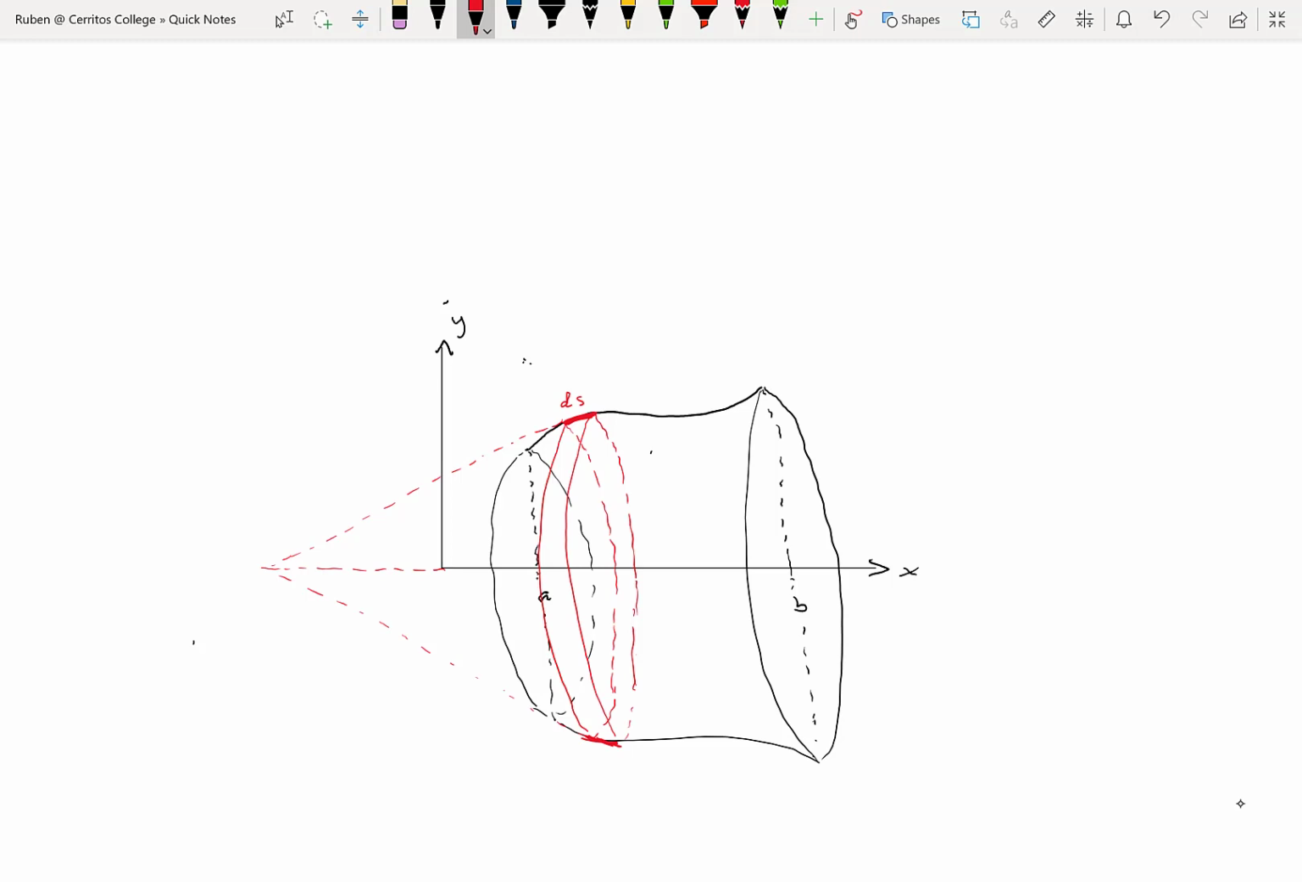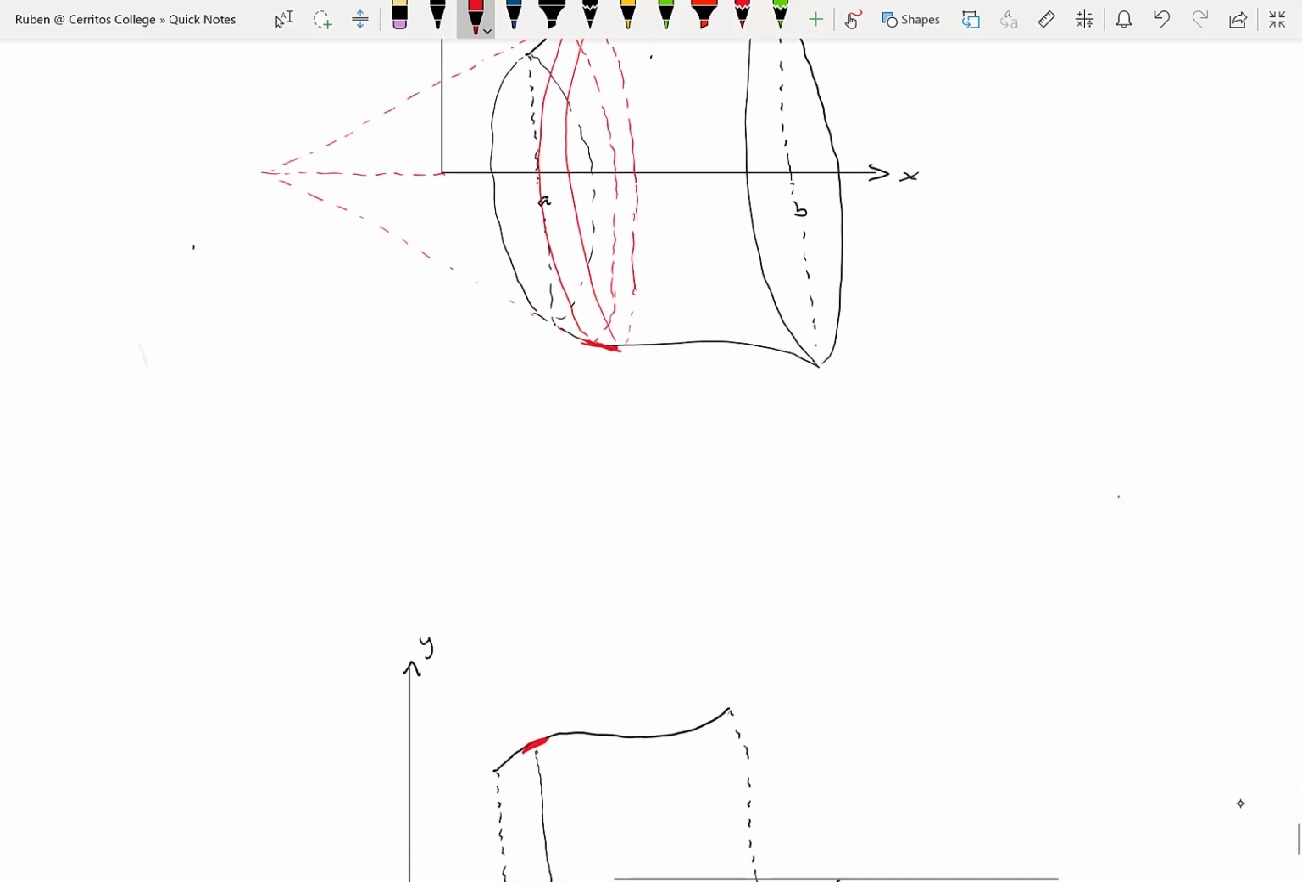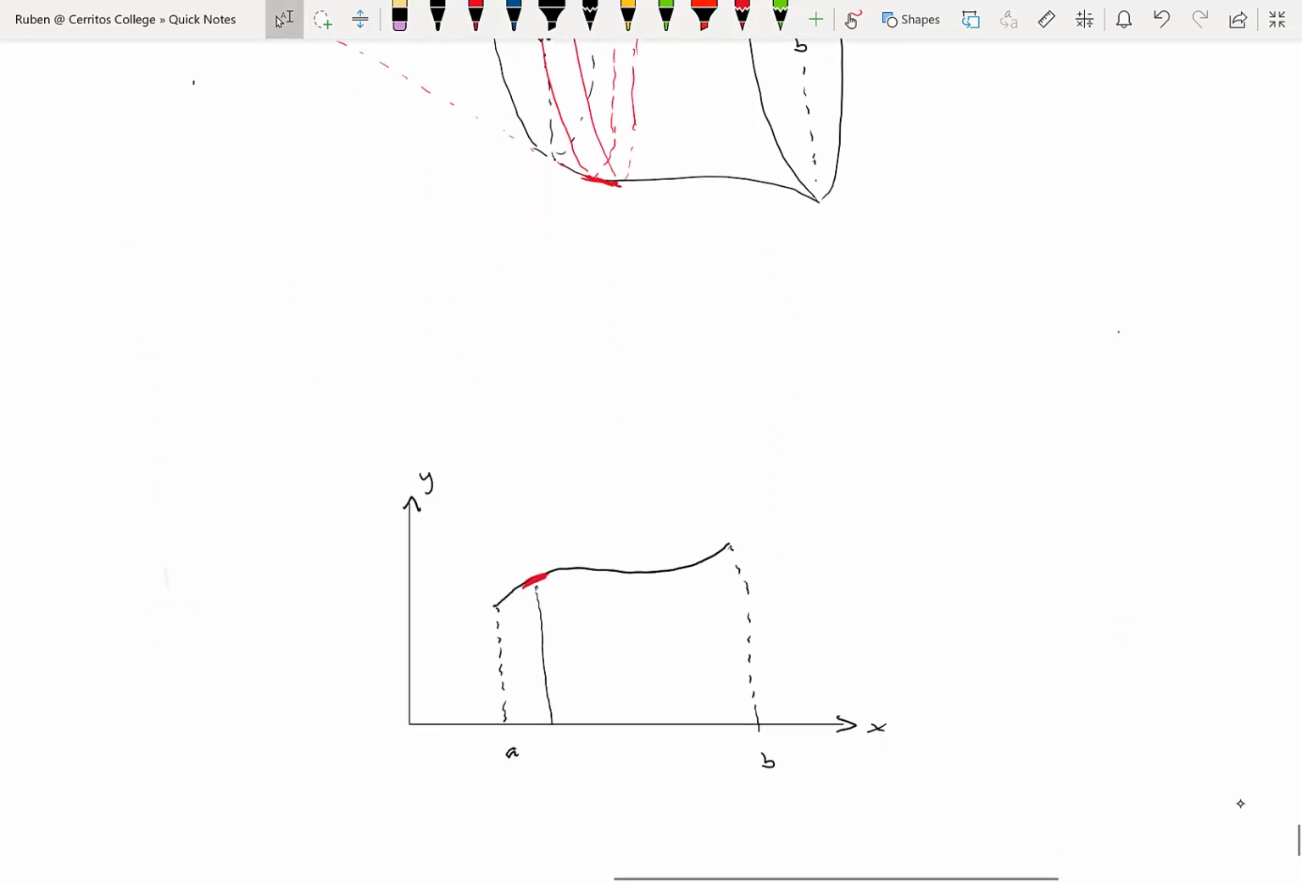So all I need to do is figure out what's the surface area of a little band, a little bit of a cone. So let's isolate ds. Let's isolate that little ds. There's that little ds isolated again.